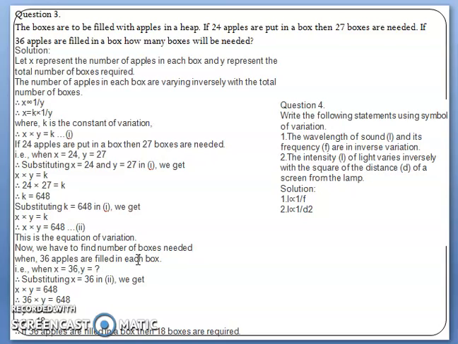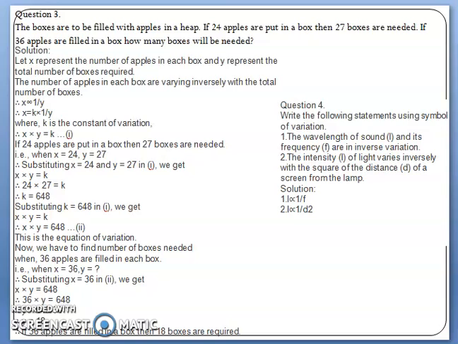Now we have to find the number of boxes needed when 36 apples are filled in each box. That means X is 36, Y we have to find, and K is already known, that is 648. So after substituting in the equation of variation, we will get Y is equal to 18. If 36 apples are filled in a box, then 18 boxes are required. Now move to the next question.